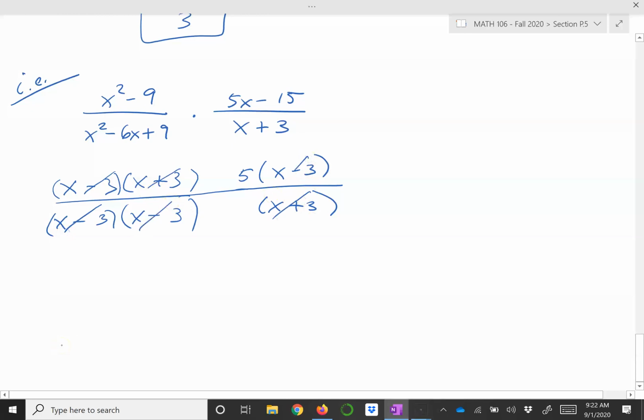And what are we left with? Just 5. Now, again, not a 0 in the denominator. There's still a 1 left over. So this is just 5.